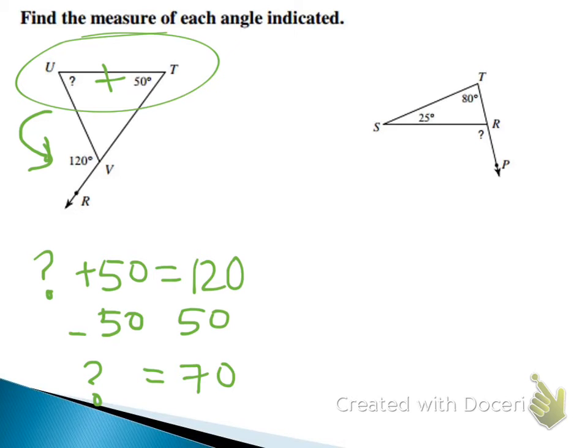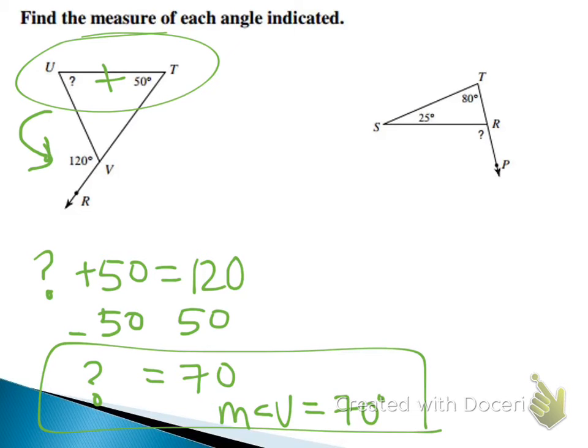Or you can call it the angle, where you could say measure of angle U is 70. Both are acceptable. But 70 degrees. You can write the equation, or you can just know and subtract. That is acceptable too.